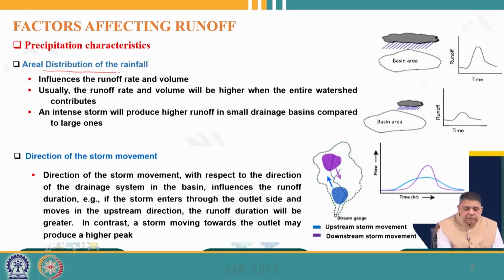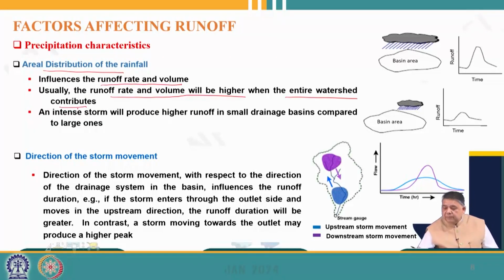Then comes the areal distribution of rainfall, which again influences both the runoff rate and volume. Usually the runoff rate and volume will be higher when the entire watershed contributes. So, obviously, if this is the basin area, and a storm is occurring all over the basin area, that means the total flow will be much larger. Also the total flow rate at the outlet will be significantly high. As you can see here, the hydrograph has a much higher peak as compared to this, because here the flow is limited to only a part of the basin area.